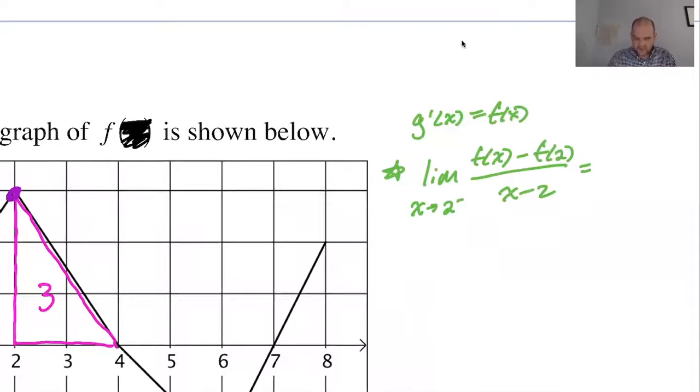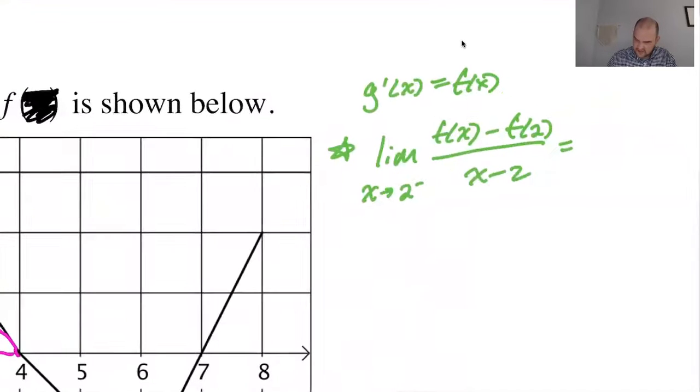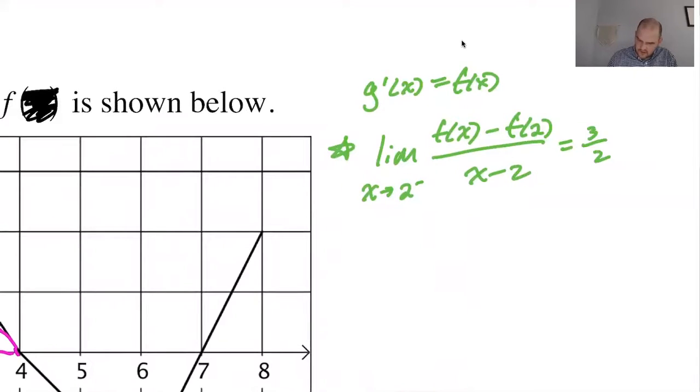From the left, what is the slope from the left? Well, look at the graph from the left, and you can see that the slope there is up 3 and over 2. So this is positive 3/2, while the limit as x approaches 2 from the right of f of x minus.